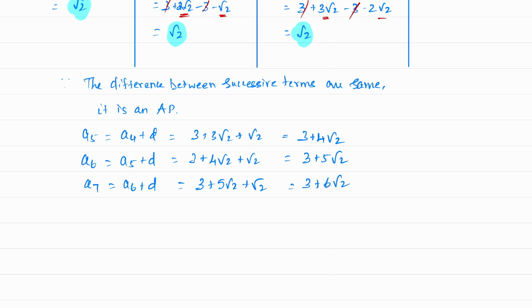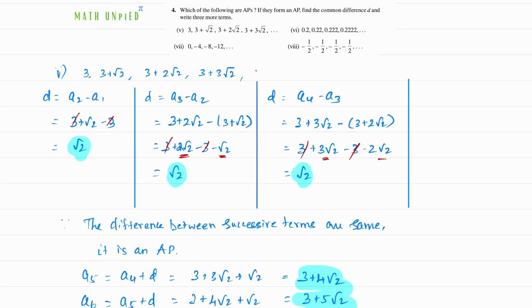So these are the next three terms of the AP, and the AP will be 3 plus 4 root 2, 3 plus 5 root 2, 3 plus 6 root 2, and so on.